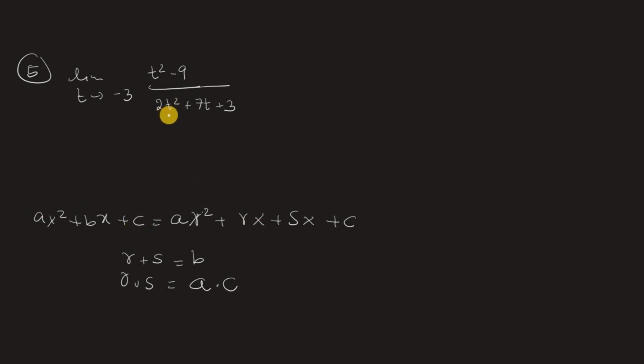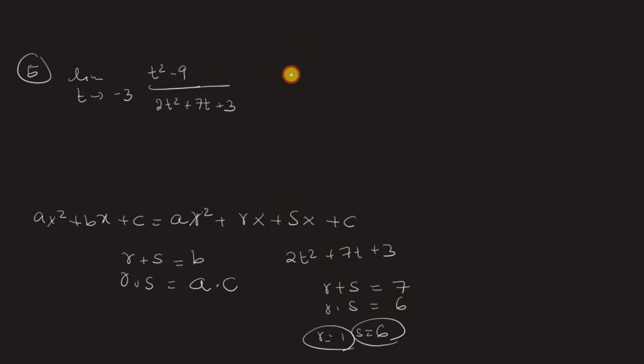So what are these two numbers that you can think of? Here our function is 2t squared plus 7t plus 3. So r plus s should equal 7, and r times s should equal 2 times 3, which is 6. Those two numbers could be s equals 6 and r equals 1, because if we add them, we get 7, and if we multiply them, we get 6. So we can put that in: 2t squared plus t plus 6t plus 3.